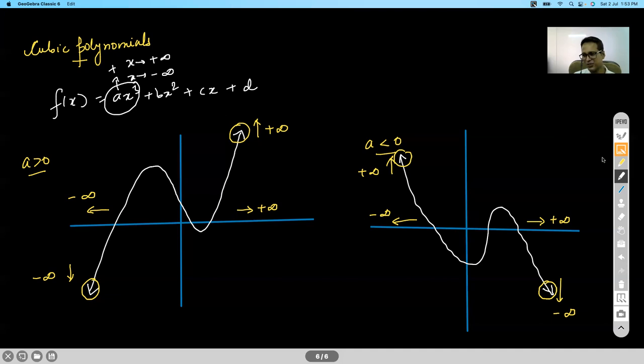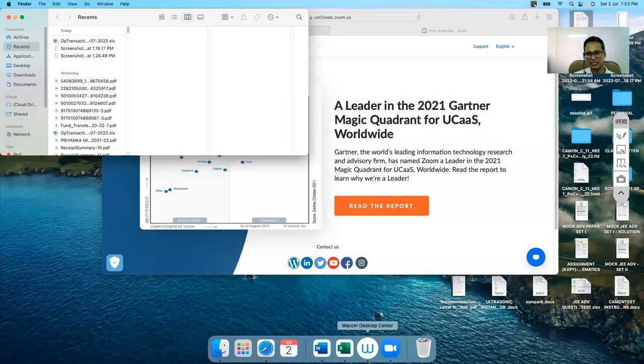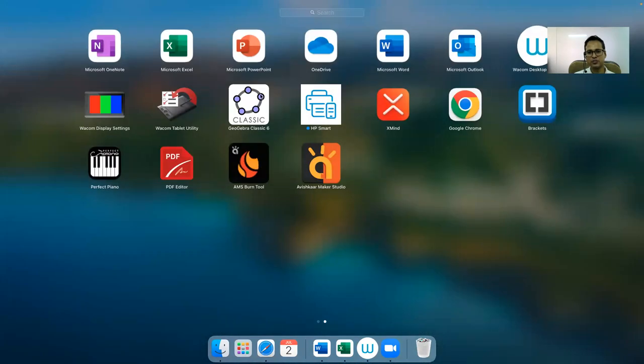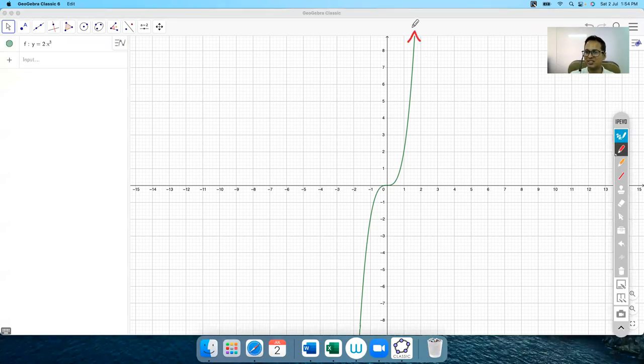Yes, Vihan, I'll show you on GeoGebra also. See, let's have a quick demonstration of these graphs. So I'm just opening a graph. Let me draw a cubic polynomial graph with a positive coefficient. So y is equal to 2x cube. If I just stop at 2x cube, don't worry about the in-between part, just see the end arms. The end arms will always be towards plus infinity as you go towards the right side. So this will go to plus infinity as you go towards plus infinity on this side. And it will always go to minus infinity if you go to minus infinity on this side.